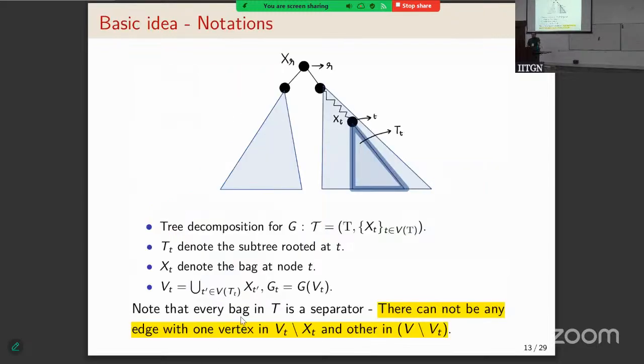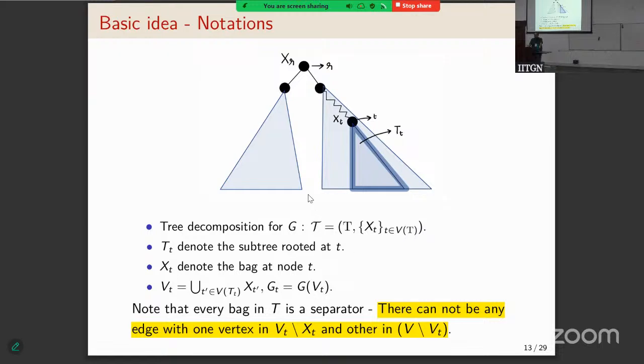Now consider tree decomposition. We know that for any given graph, we have a tree decomposition given by gamma equal to the ordered pair (T, set of all X_t), where each X_t is a subset of the vertex set of the given graph G. I call each X_t a bag at a node in the tree. I call vertices of the tree nodes for convenience's sake, and vertices of the graph G simply vertices.